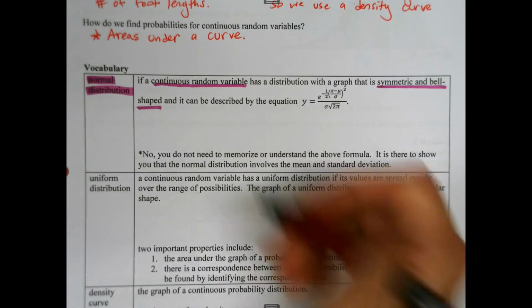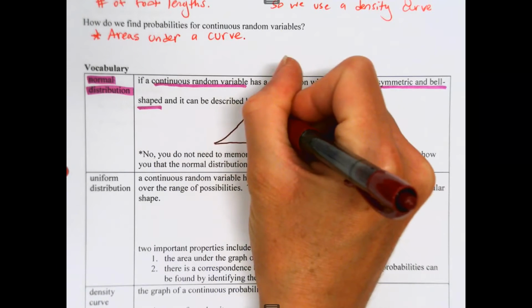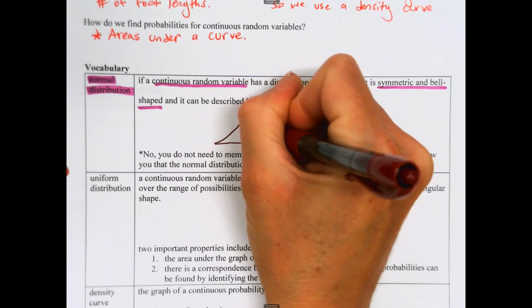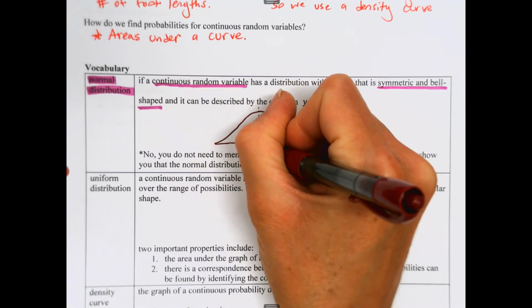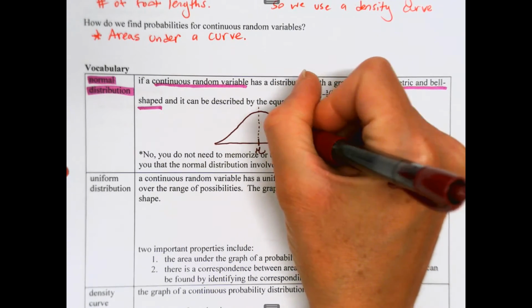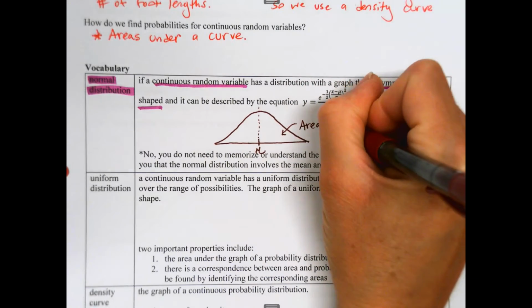A normal distribution has that bell-shaped curve. And in the middle of it is always going to be your mean. And the area is always equal to 1, or 100%.